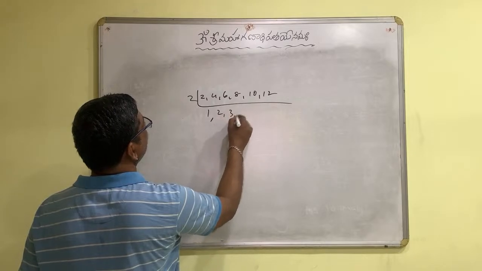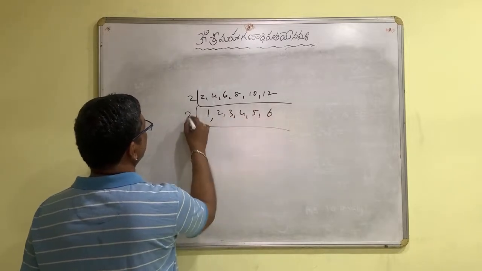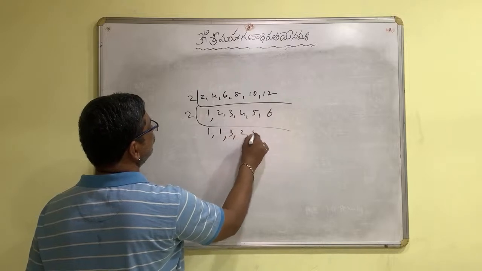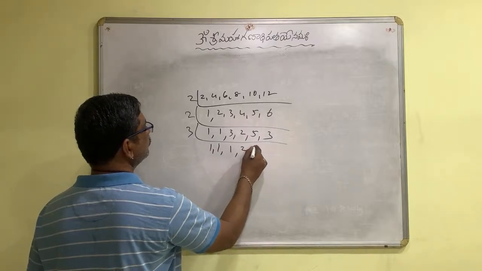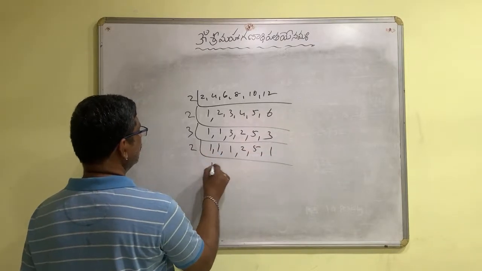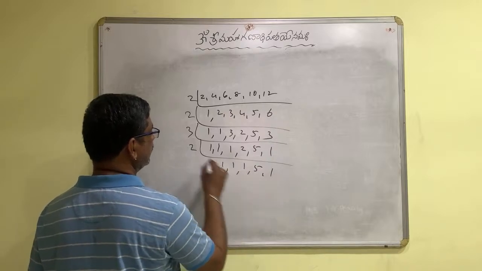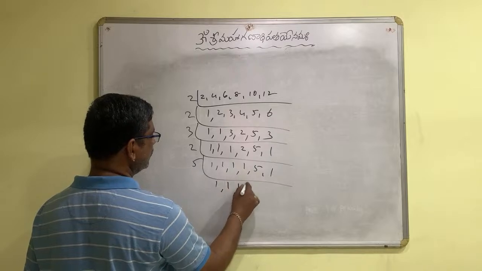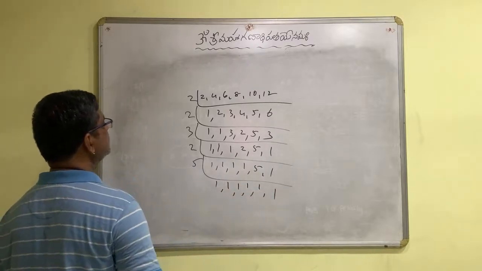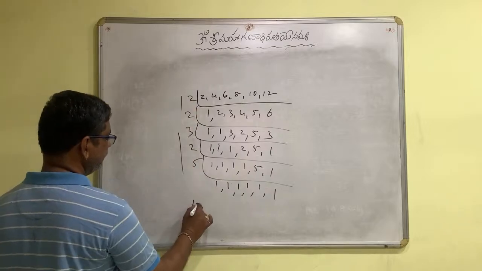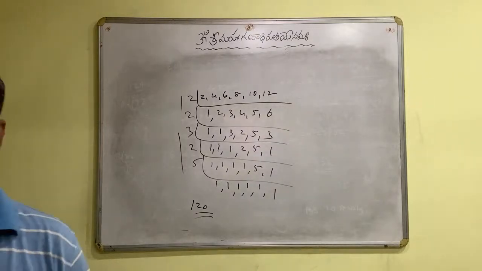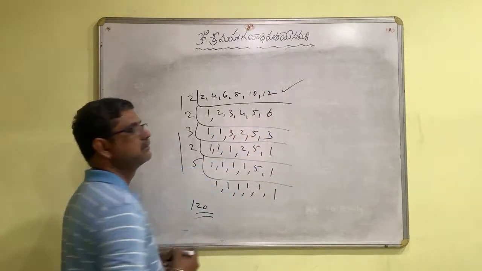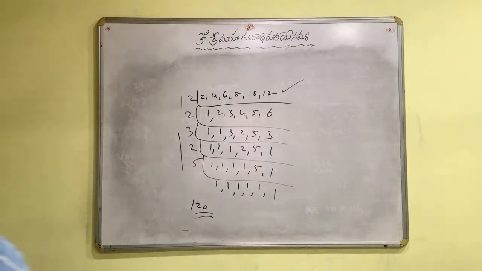Taking the numbers 2, 4, 6, 8, 10, 12 and dividing step by step, we get the product 30, 120. So 120 will be the least common multiple of all these 6 numbers.